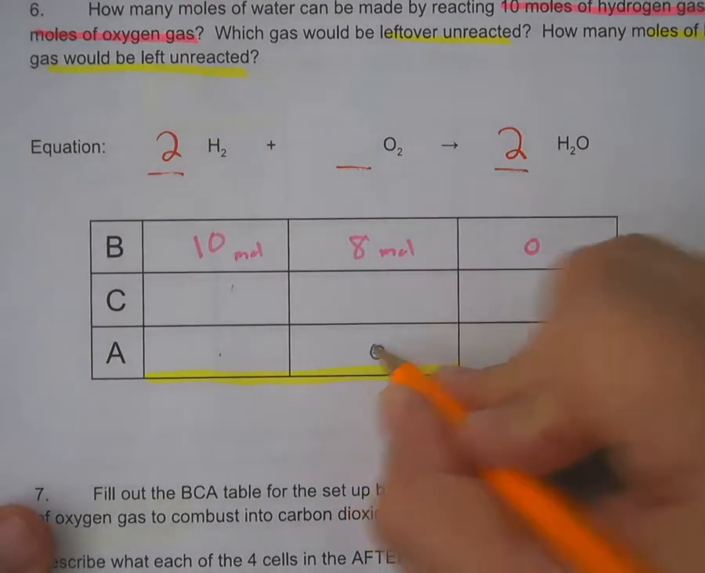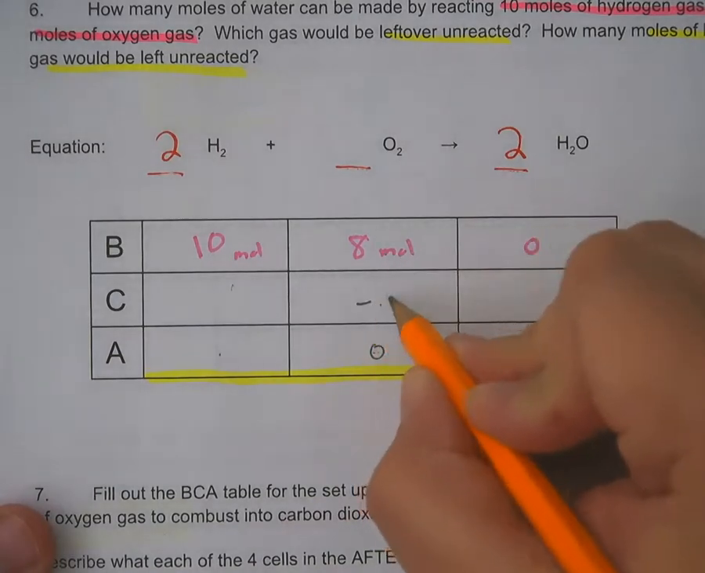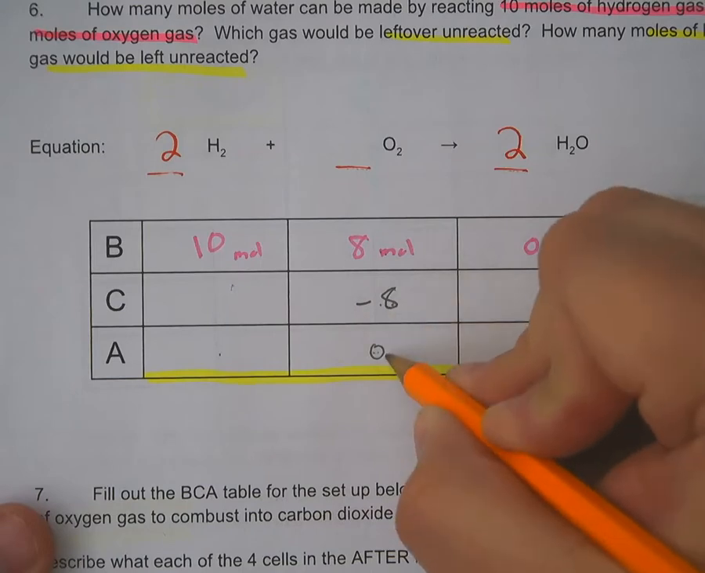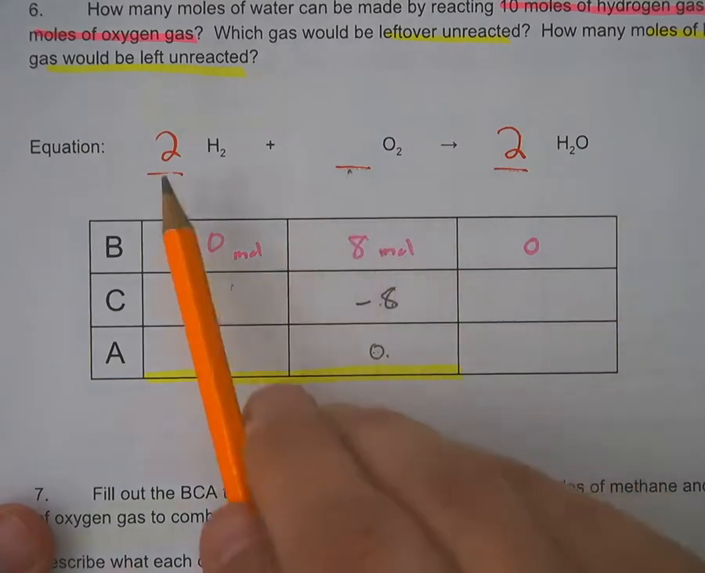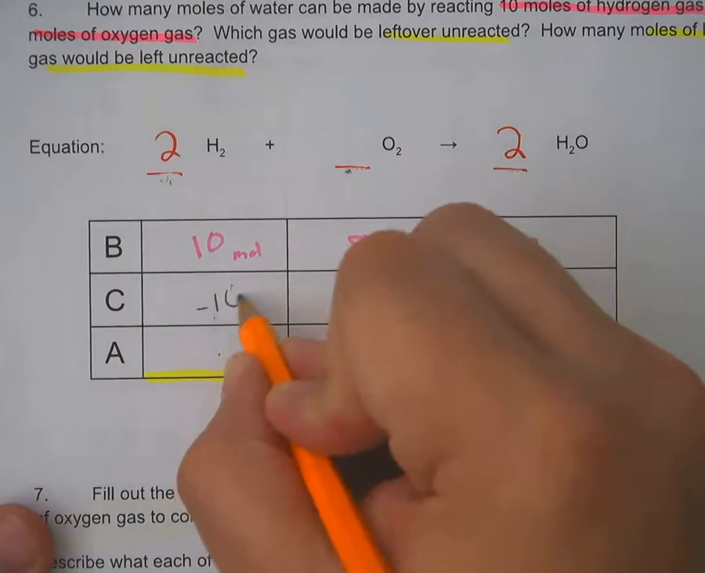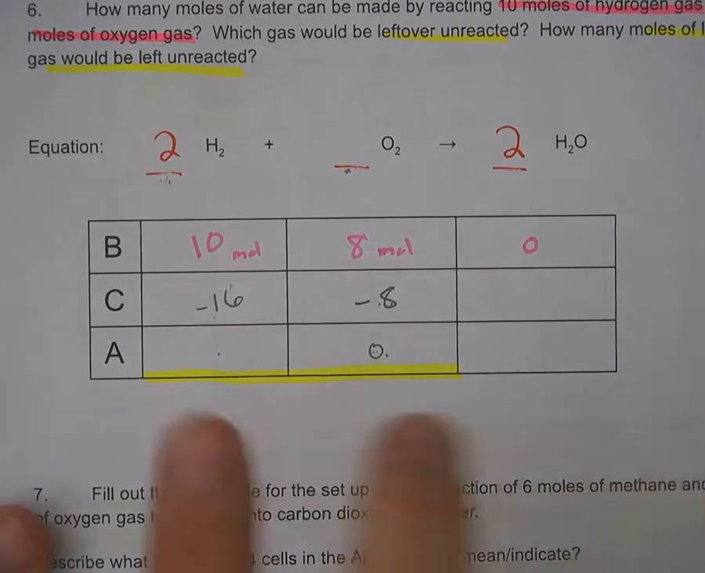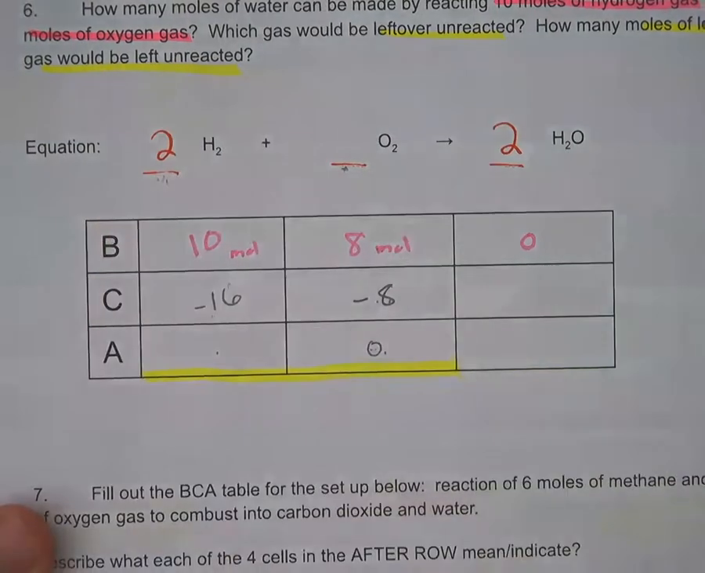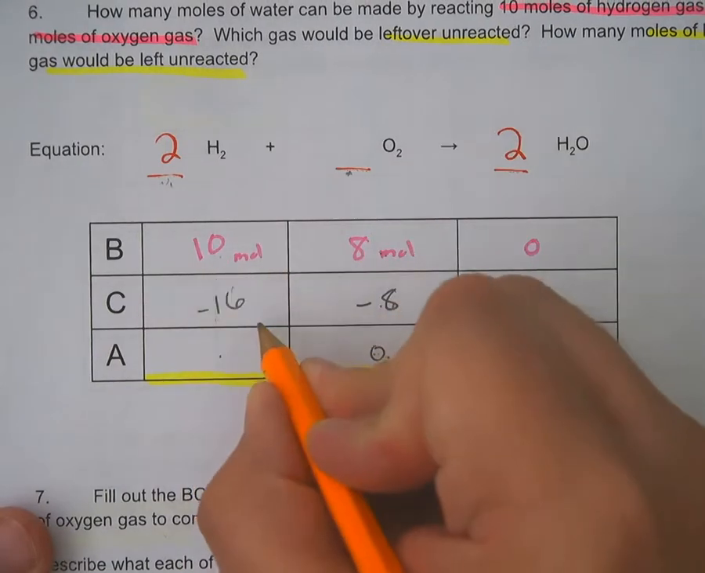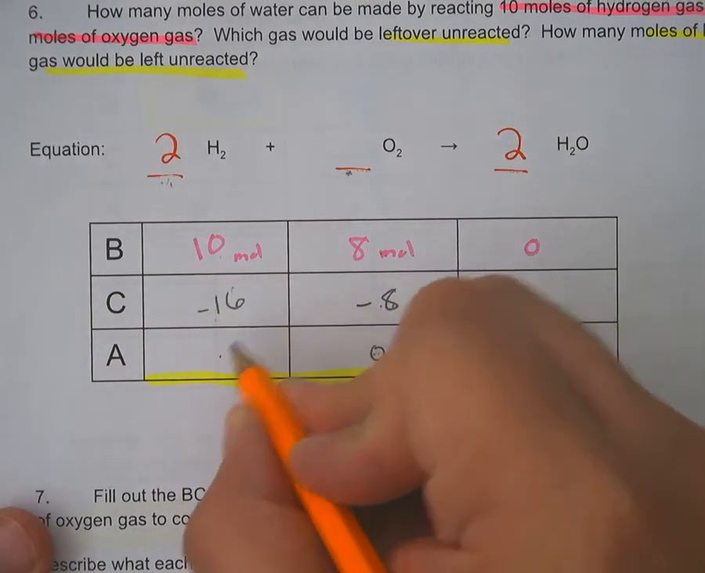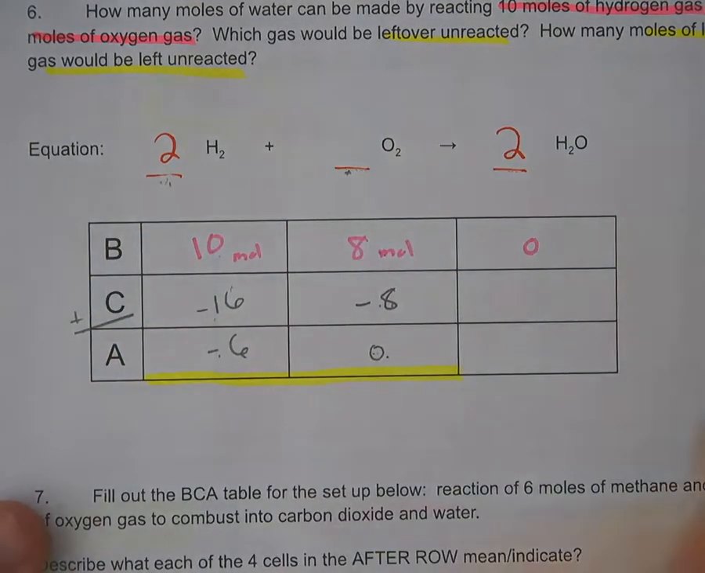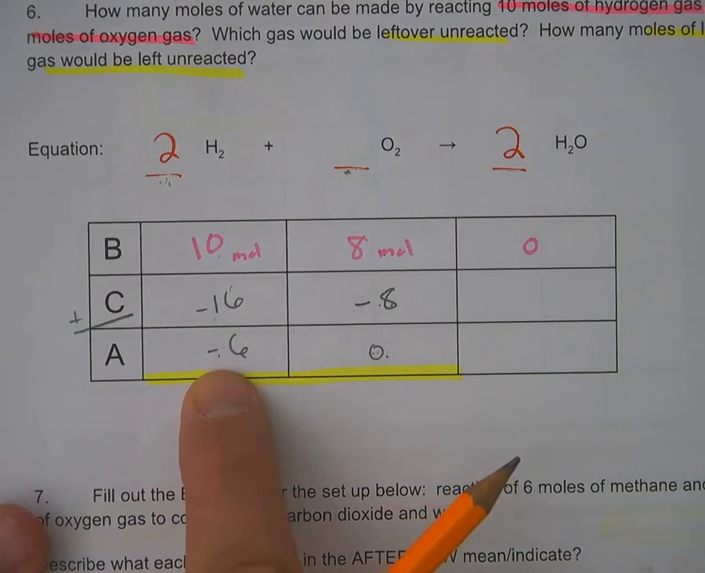If I put a 0 here, I know that this change will be -8, because if I start with 8 and I use all of it, I have 0 left over. So now, because this number is twice as big as this number, it's got to be twice as big, and I would get -16, because 16 is twice as big as 8. I need a 2-to-1 ratio. And wait a second, if I start with 10 moles of hydrogen and use 16, I'm going to end up with -6. Remember, the B plus the C always equals the A. You cannot end up with less moles than 0.